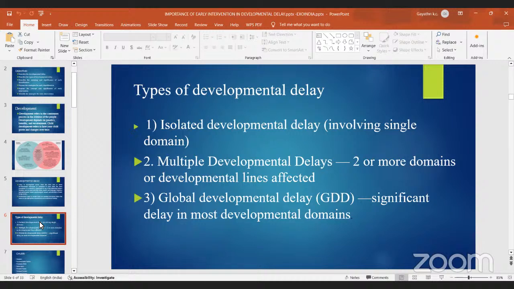Third is the global developmental delay. The word itself resembles that: global means the whole of that. That is more than 4 or 5 domains, and it comes under the global developmental delay. That is a significant delay that can be noted in most of the developmental domains.